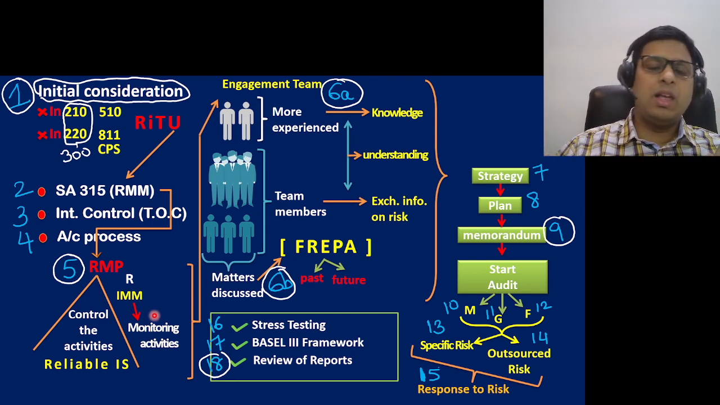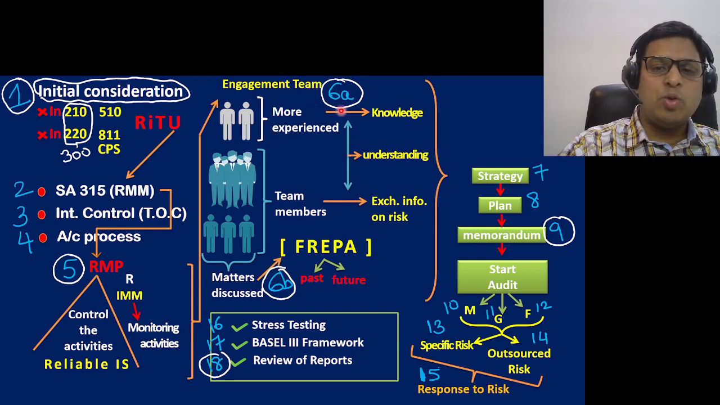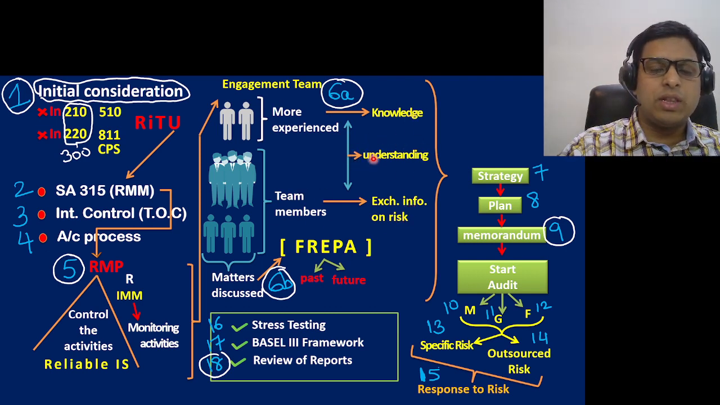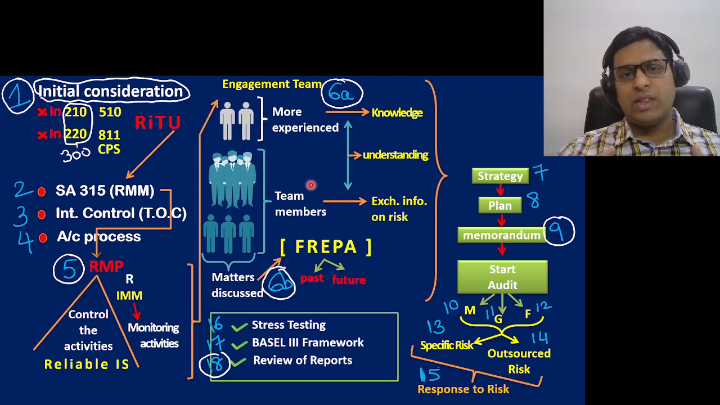Important answer. Okay. Next is engagement team. In our engagement team, we'll have more experienced people who will share their knowledge. We'll have the team members who will exchange information on the risk, and there should be a very good understanding between the more experienced persons and the team members who are there in the audit team. So there should be a good understanding between the two.